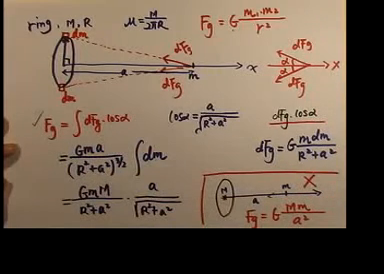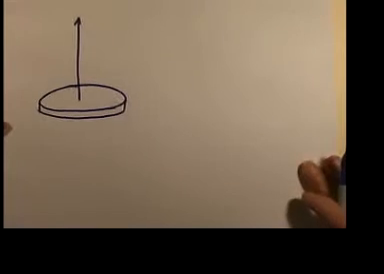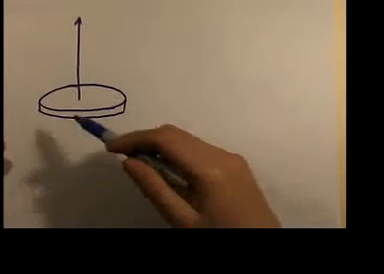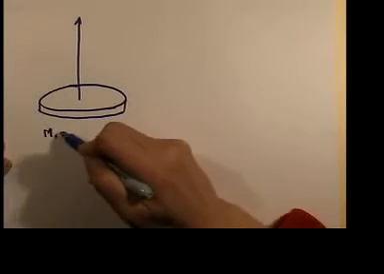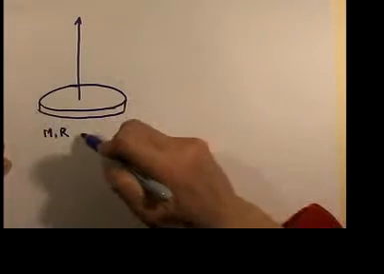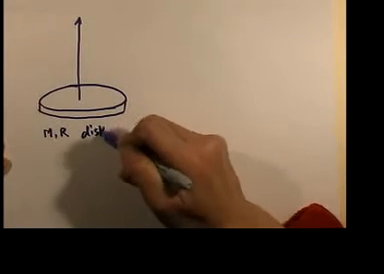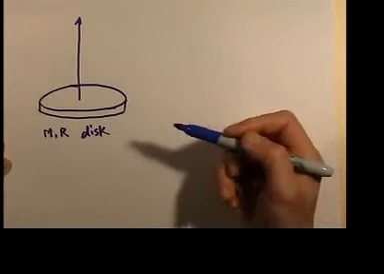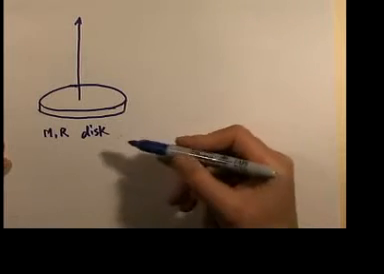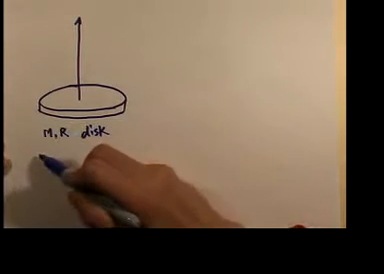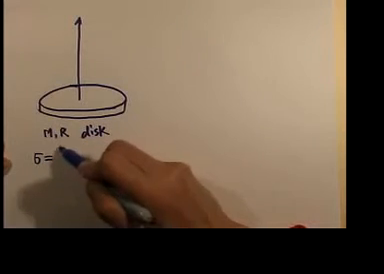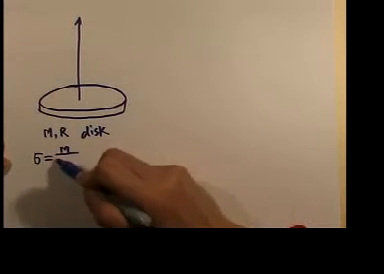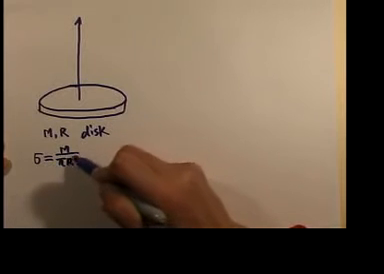Let's look at another problem. This is a thin disk of mass capital M and radius r. This is a disk, so it's two-dimensional. Now for a thin disk that we can assume is two-dimensional, the density sigma equals the total mass divided by the total area, which is pi r squared.